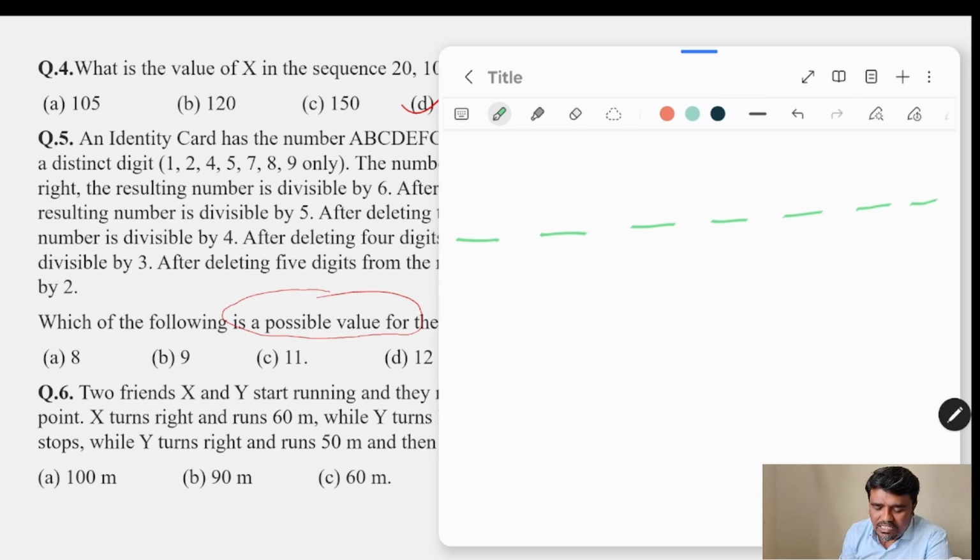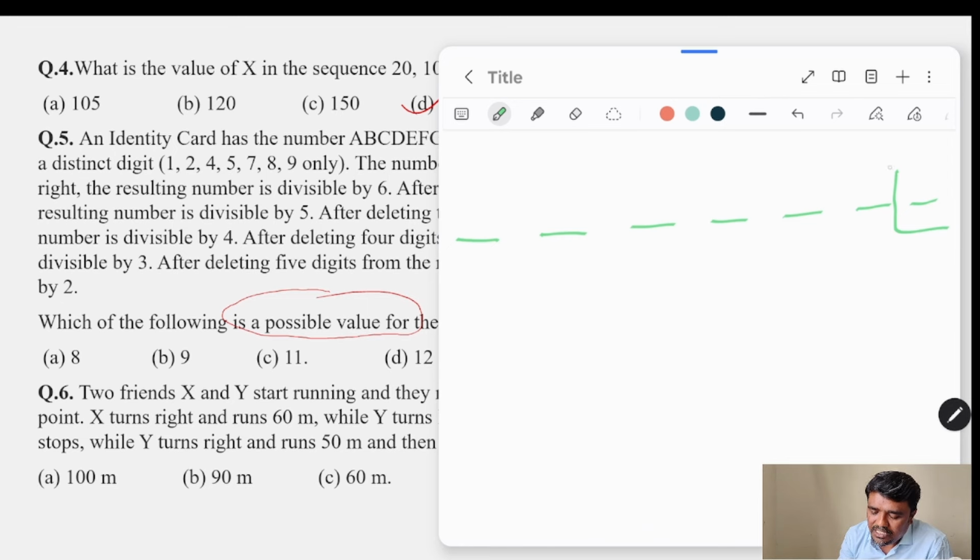The number is divisible by 9, obviously. Why? The digits are 1, 2, 4, 5, 7, 8, 9. The total sum, 1 plus 2 plus 4 plus 5 plus 7 plus 8 plus 9, is 36. The sum of the digits is divisible by 9, so obviously the entire number is divisible by 9, whichever way you write it. Divisibility by 9 doesn't depend on the order. If you change the order, it doesn't matter; the number is divisible by 9 itself. So that is a redundant clue. Even if it is given or not, the number is divisible by 9.